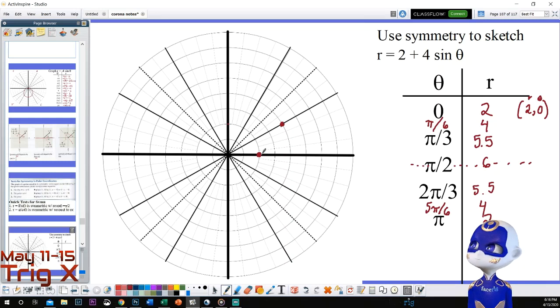Then next I have pi over 3, which is this line. I'm going to go up 5.5. 1, 2, 3, 4, 5.5. Next, pi over 2 takes me to 6. So there's 2, 4, and 6. And then 2 pi over 3 takes me to 5.5. 1, 2, 3, 4, and 5.5. 5 pi over 6 is this line here. It goes out to 4. 1, 2, 3, and 4. And then pi 2, 1, 2.